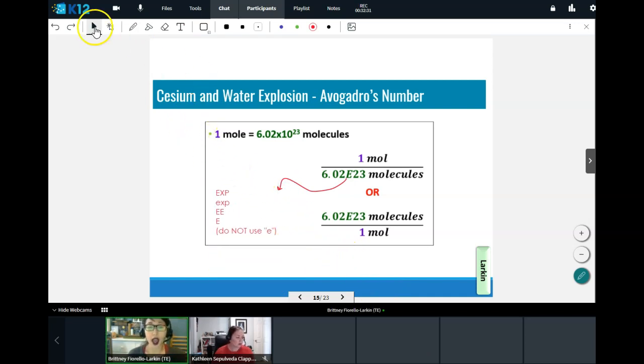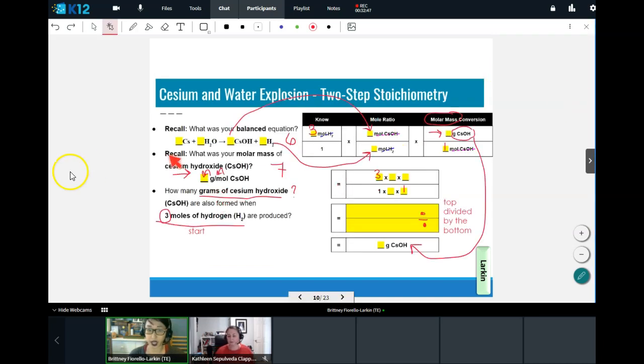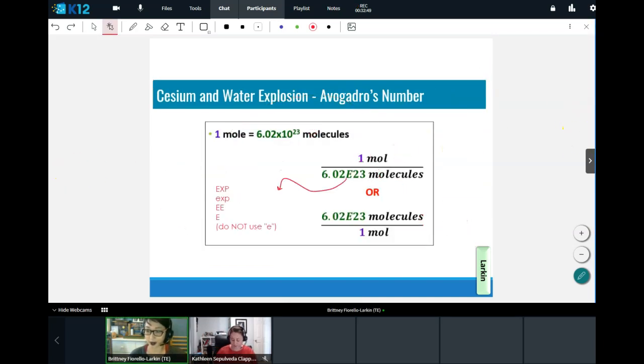Okay. So again, we can put these over each other. So 1 mole over 6.02 times 10 to the 23rd molecules, or vice versa, 6.02 times 10 to the 23rd molecules over 1 mole. So this is a reference slide. Again, you don't have to do anything on this slide. It's just for your reference. So let's go ahead and take a look at the last problem.